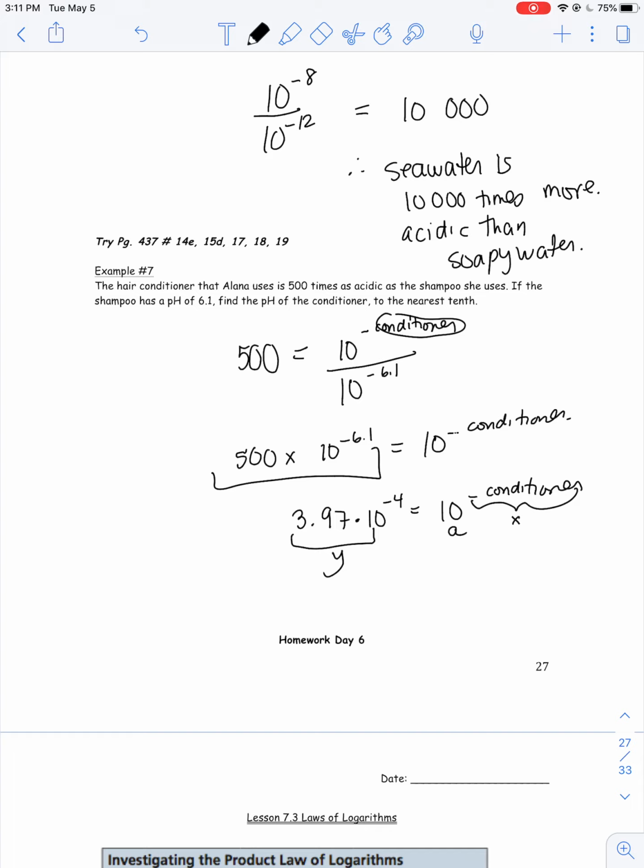Next thing we're going to do is write this as a log. This is our a value. This power is always your x value, and this is your y. So we need to write in log form, so our x value is equal to log of base 10 of our answer, which is y, 3.97 times 10 to the negative 4. In your calculator, you can ignore the base of 10 because that is always assumed. And we know that this is a negative x because that's our negative conditioner. So we have log of 3.97 times 10 to the power of negative 4.